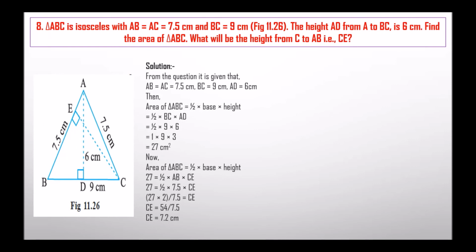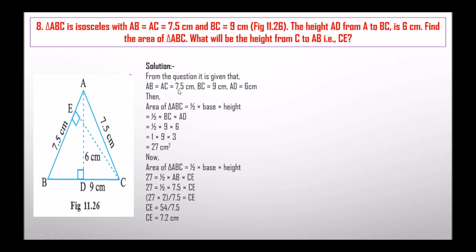Question 8. Triangle ABC is an isosceles with AB equals AC equals 7.5 centimeter and BC equals 9 centimeter. The height AD from A to BC is 6 centimeter. Find the area of triangle ABC. What will be the height from C to AB, that is CE?